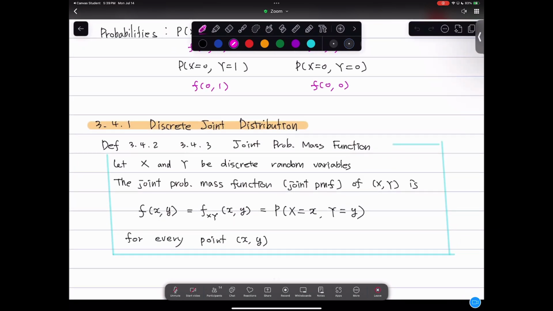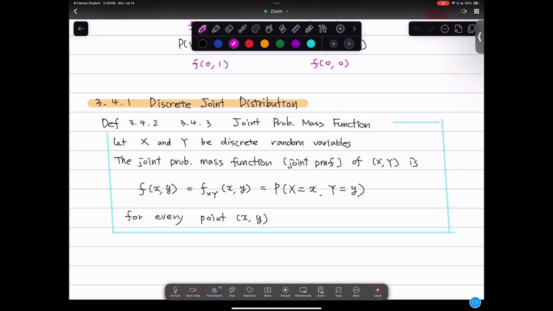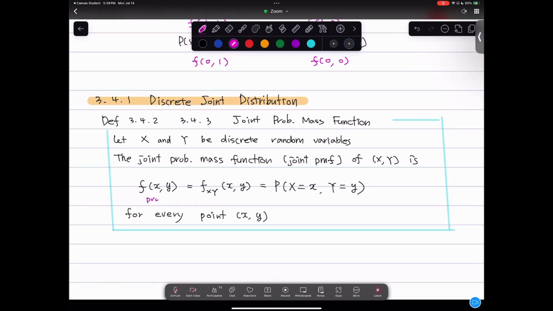If they're both discrete, we call it the joint PMF, probability mass function. That's my f of xy. This is nothing more than the probability itself. When the x variable takes the value small x and the y takes the value small y, then f of xy gives me the probability of that happening. So this is a joint PMF, for the discrete case.